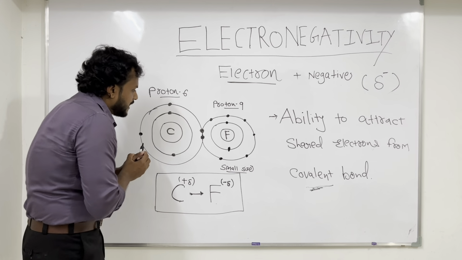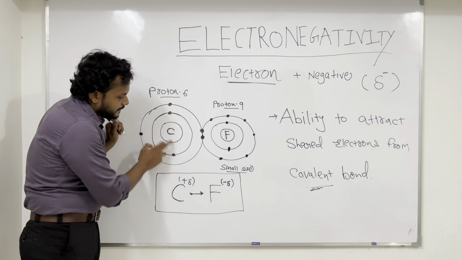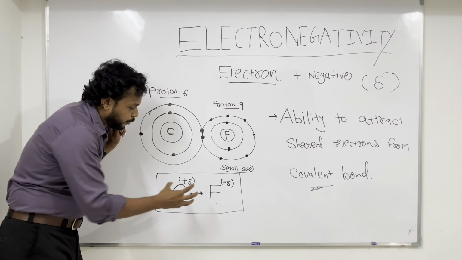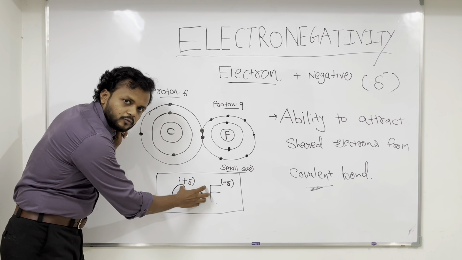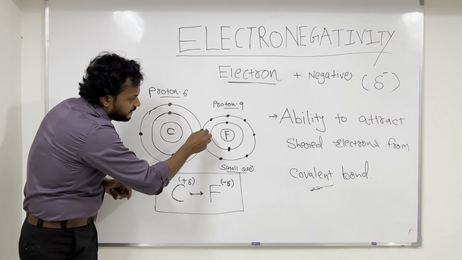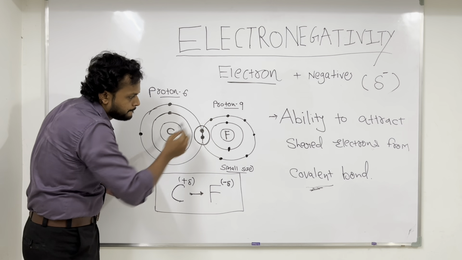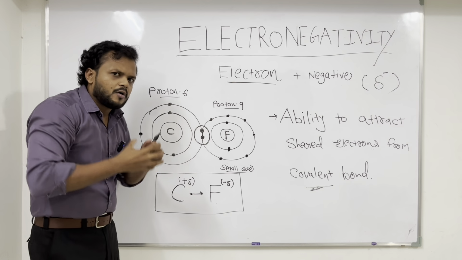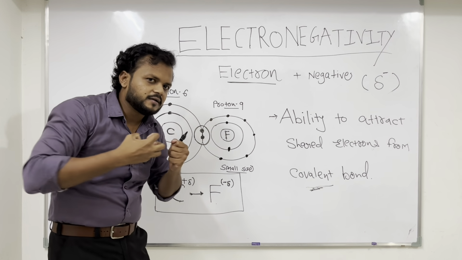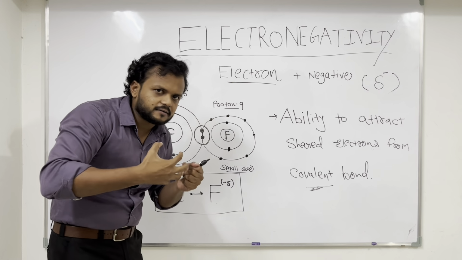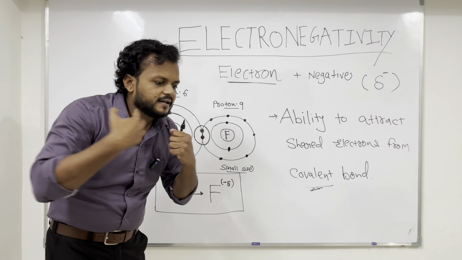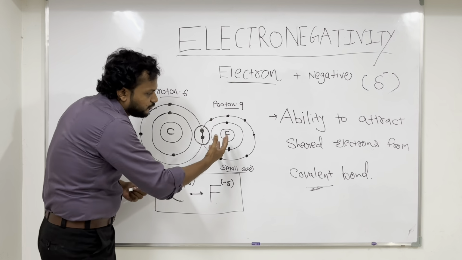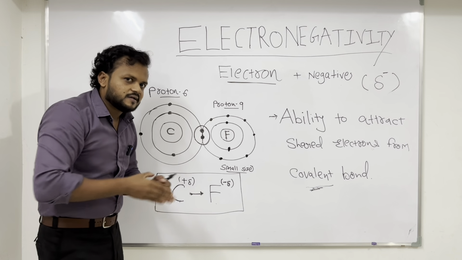Let's zoom in. Now see, this is carbon and this is fluorine, both having a covalent bond. They are going to share their electrons and form that covalent bond. Now why is this going to happen, why is fluorine electronegative? What are the factors that make a more electronegative atom? How is the electronegativity going to increase? Why is fluorine more electronegative and carbon less electronegative?